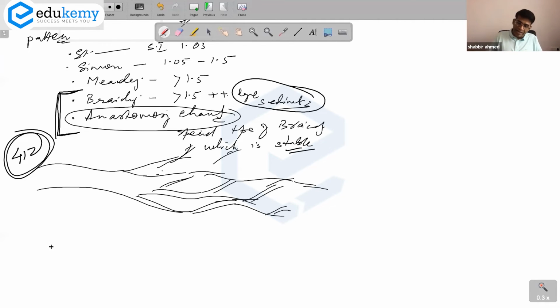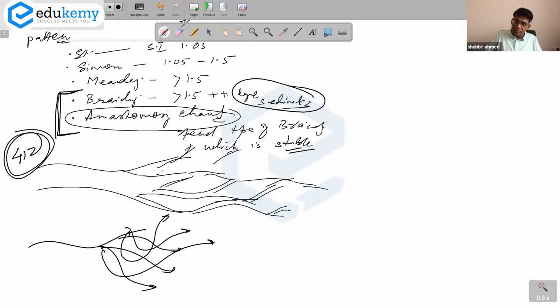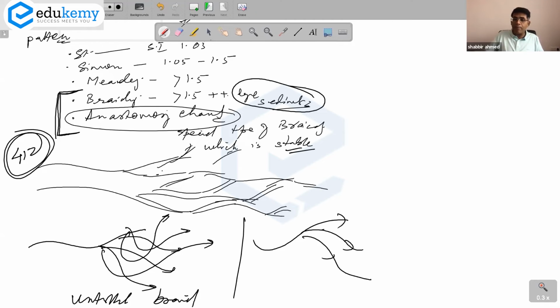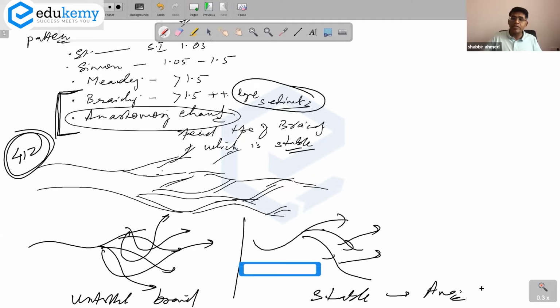I can have one case where the river breaks up and keeps on changing, sometimes like this, sometimes like this, it keeps on changing. This is unstable braiding. In the other case, the river has broken up and the channels have become stable. The stable ones are called anastomosing channels.